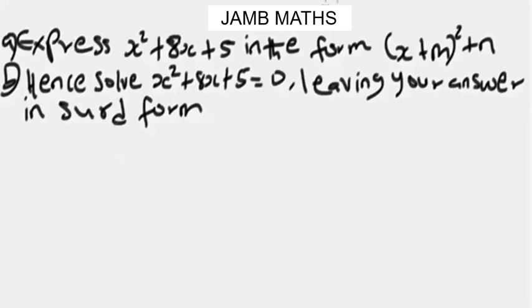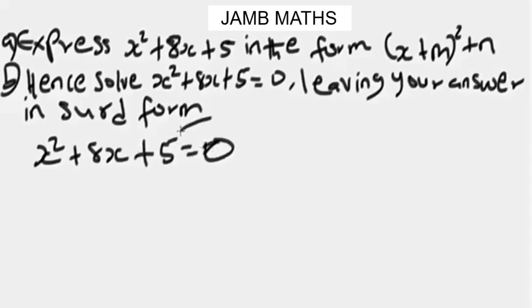Let's begin with a. Let's express it in this form. Firstly, we're going to apply the completing the square method to solve it. So it's going to be x squared plus 8x plus 5 equals 0. Now this 5 will cross over with a negative sign. We're going to have x squared plus 8x equals negative 5. Now that you have done this, the next thing we're going to do is to take half of the coefficient of 8x and square it.